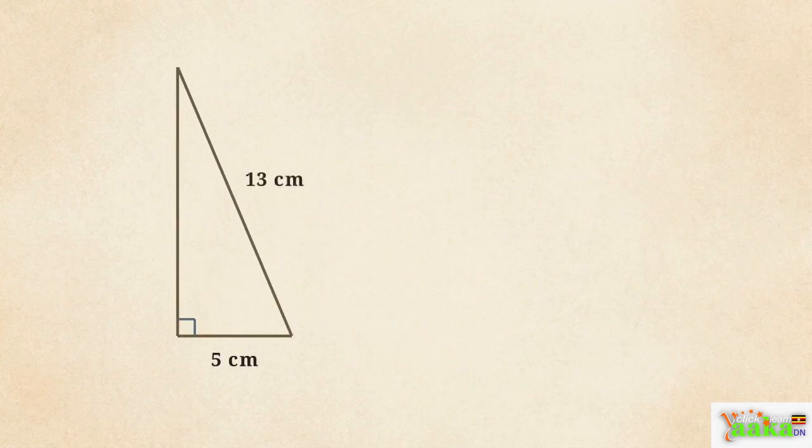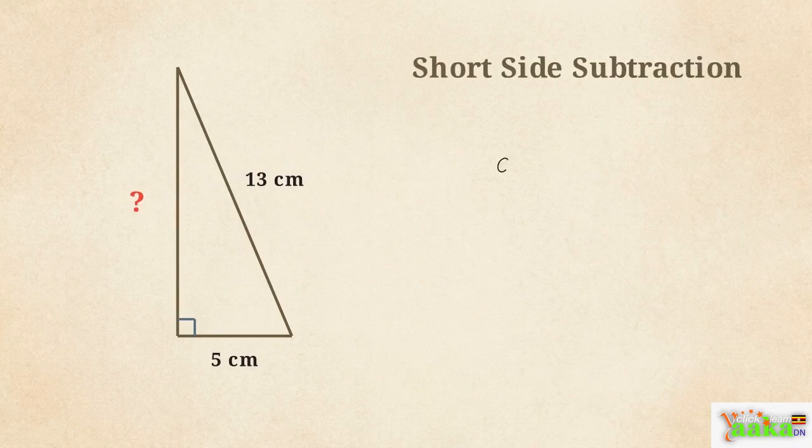This diagram shows a different challenge. What happens when we already know the longest side is 13 centimeters, but we need to calculate the missing height? We use the short side subtraction rule. If the hypotenuse is already known, you take its square and subtract the square of the other known side. We square 13 to get 169, square 5 to get 25, and subtract to get 144.